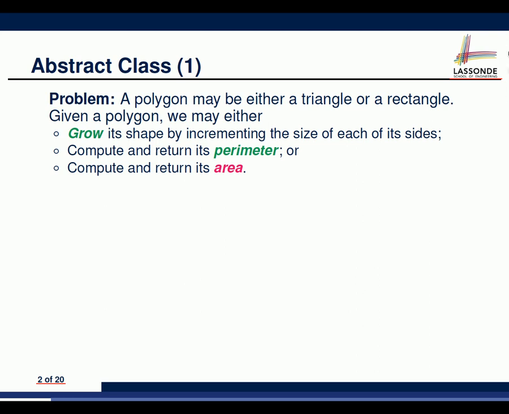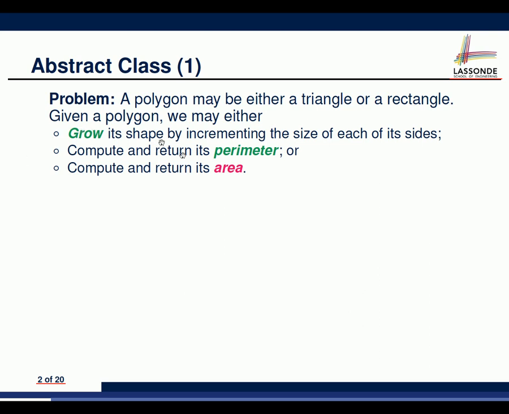So we have a polygon. Polygon basically is a shape with many sides. So a polygon may be either a triangle or a rectangle. So we're talking about two kinds of polygons. It can be either rectangle or triangle. So what do we want to perform on a particular polygon, which can be either triangle or rectangle?